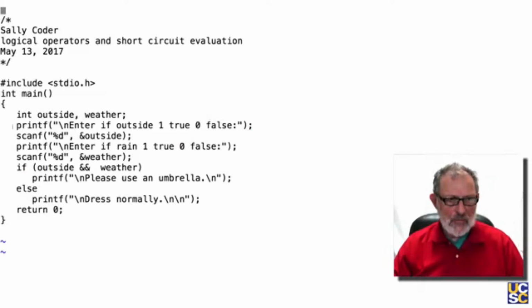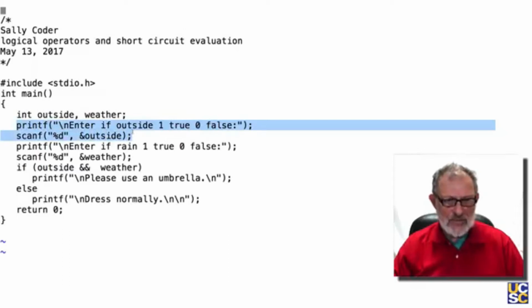So in the program, we're asking the user, tell us whether you're inside or outside. Enter 1 if outside, 1 representing true, 0 representing false. So recall, in an expression in which you test for, in effect, true or false, what you're really testing for is 0 and non-zero. So 0 represents false, 1 represents true.